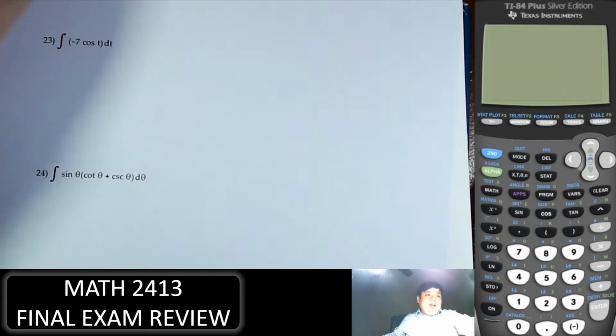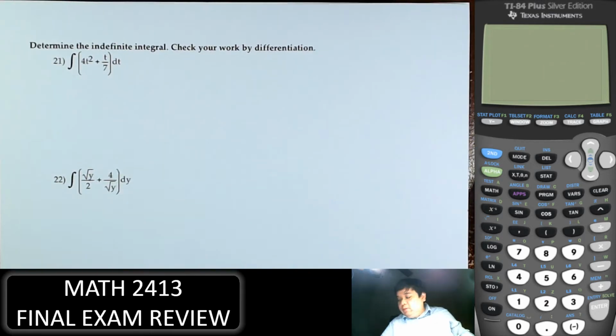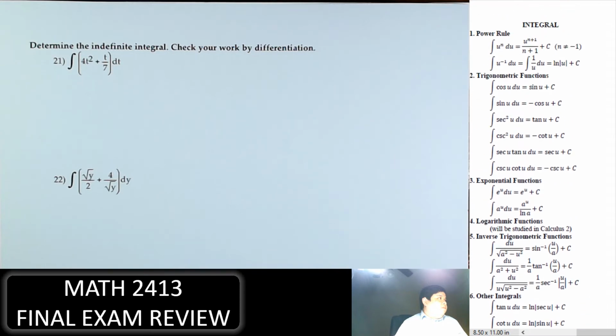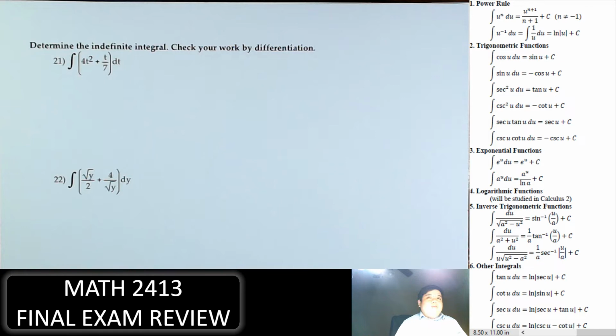Right. Now we go to indefinite integral, or find all the antiderivatives of this. Let's just put the formula for antiderivative. Right there. So those are the rules for the antiderivative, or the integral, indefinite integral.